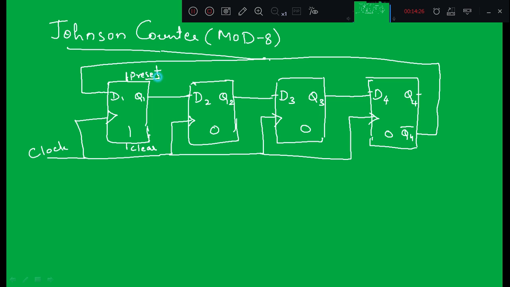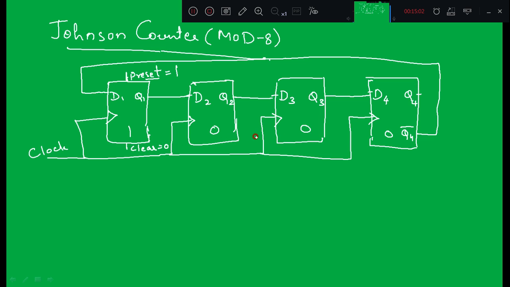So if I make preset equal to 1, this flip-flop is going to set. If I make clear equal to 1, this flip-flop is going to reset. That means preset and clear are used to set or reset the flip-flops, or I can decide the initial state of the flip-flop with these two signals. So by making preset equal to 1, I am going to set the first flip-flop state, and clear is equal to 0 in that case.